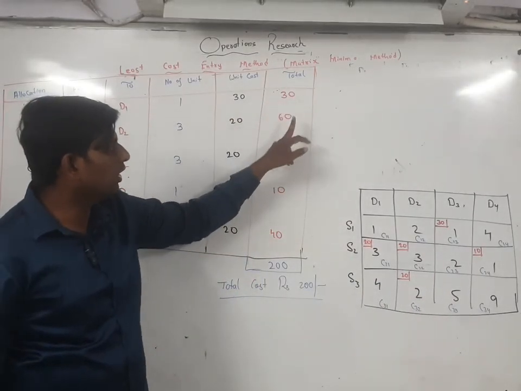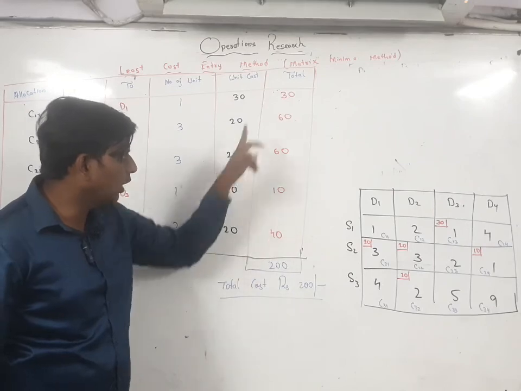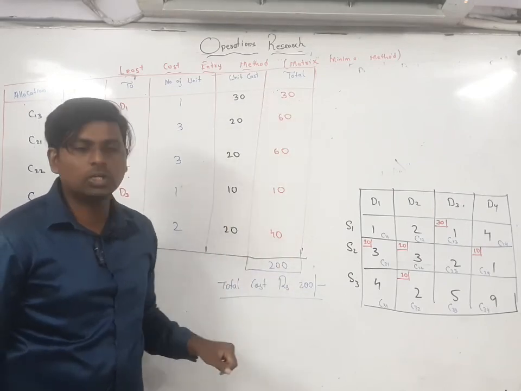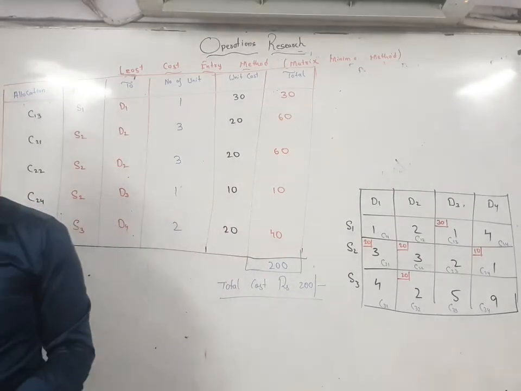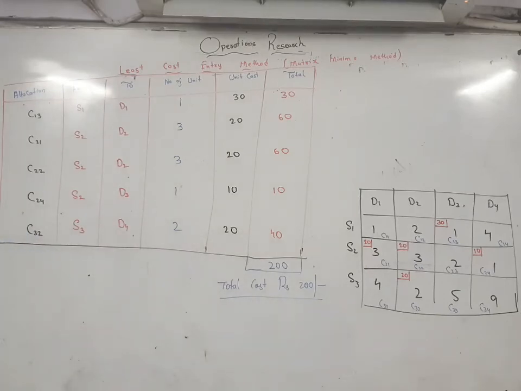Then total: 30, 60, 60, 10, 40. If you add this one, how much are you getting? Total transportation cost 200. Like this you have to find out whenever a problem like this is given in your question, using the least cost entry method.